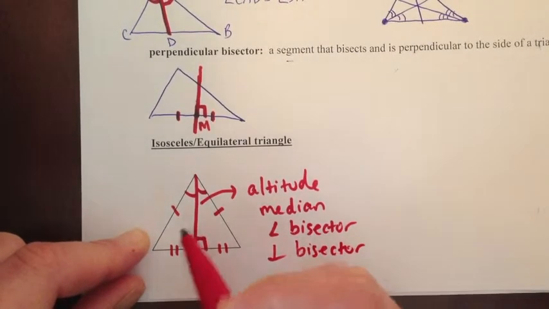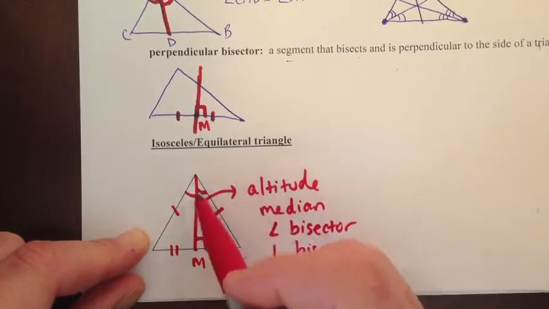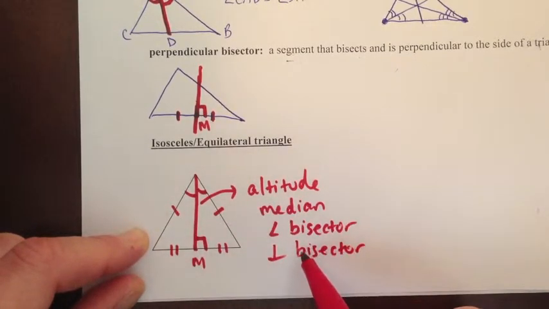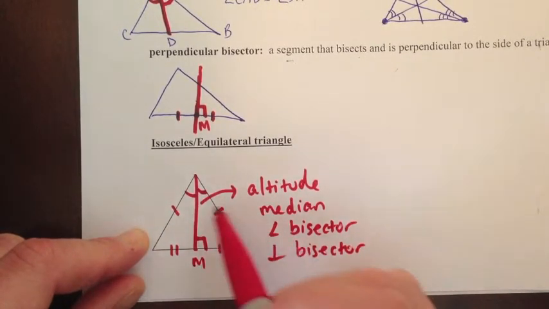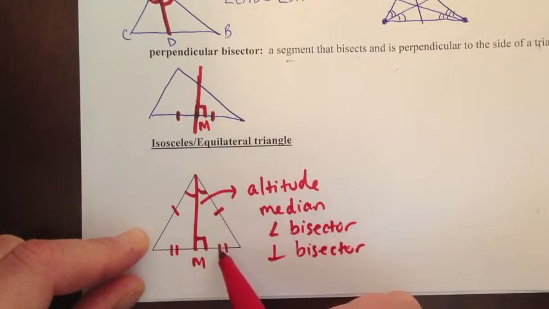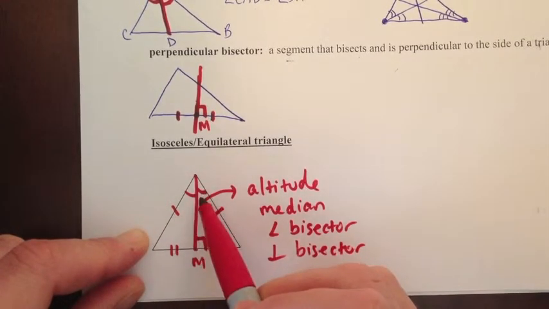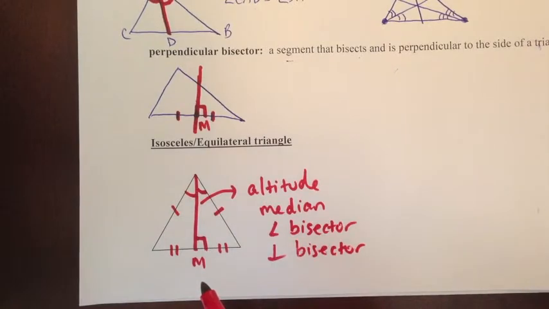So if your triangle is isosceles or equilateral, this segment is actually all of them. This is the only case where you can say an altitude is the same as a median, is the same as an angle bisector, is the same as a perpendicular bisector. Okay, so that's only true in that situation.